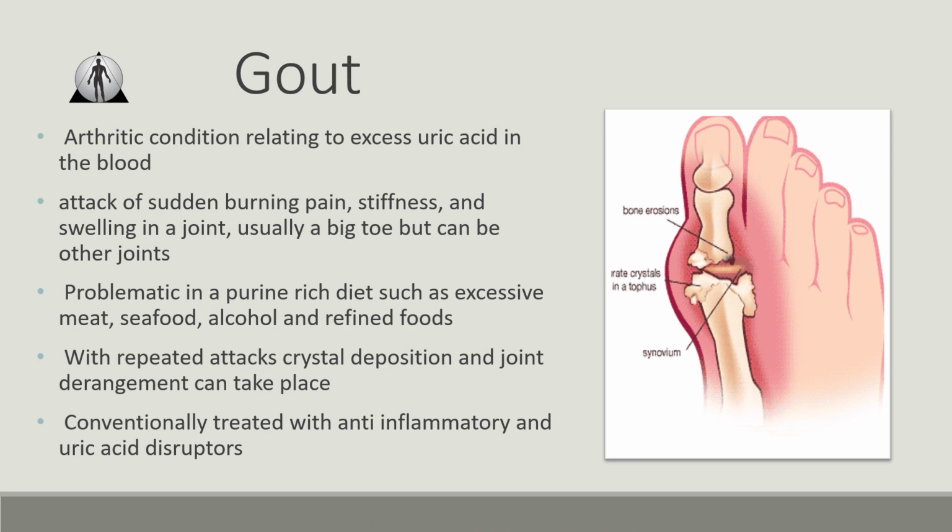Conventionally, we see it treated with anti-inflammatories and what we call uric acid disruptors. But I think that the best way to handle it is just to make sure that your diet is clean of those things. And make sure, everything in moderation. If there's a family history of gout, then you're probably going to have a little predisposed scenario here. So always think about gout when you have unresolved pain.